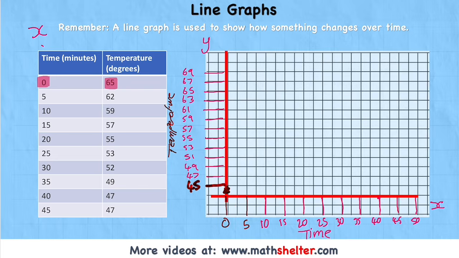So as I look up that line, I can see 65 is just there, so I put my x so that the center of the x lands right on those 2 joining lines. That's really important, so you can see that again.